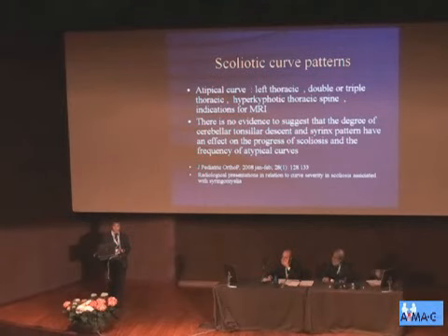hyperkyphotic thoracic spine. These are indications for MRI because radiographically we can't see anything. We just think it's an idiopathic scoliosis, but at MRI, practically always you have a spine defect.